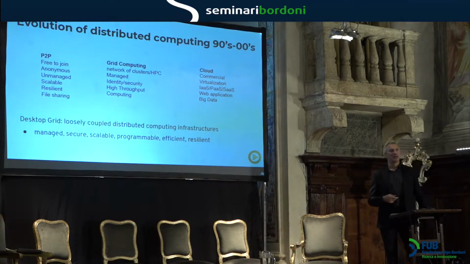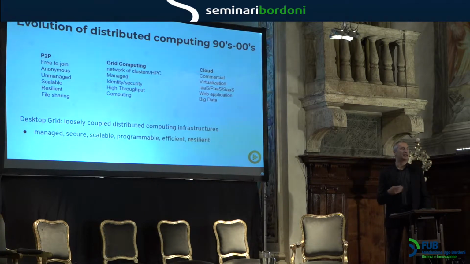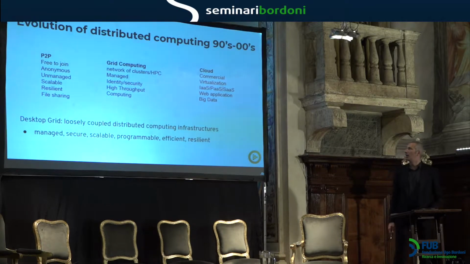So this idea basically grew up during the 90s and the early 2000s, and there have been some different flavors for doing that. The origin, in my opinion, really lies in peer-to-peer systems. Peer-to-peer systems have a certain kind of characteristics. It's free to join, anyone can enter the network. It's mostly anonymous, you don't have to provide your identity. It was usually made for one kind of application, which was file sharing. And the way you design the protocol for doing that is that the infrastructure is going to be unmanaged. It has to be scalable. It has to be resilient.